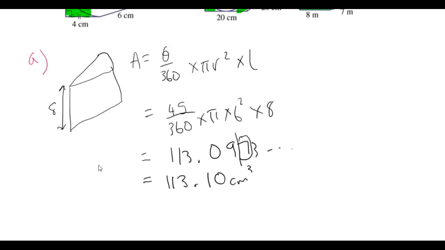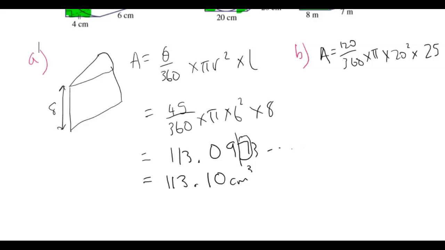All right, question B is very similar. You're just going to have 120 for theta, and your radius is 20 and your height is 25. So I might just do the formula over here, but I'm not going to do all the calculations because I want to keep these videos quite short. So your area is 120 over 360 times pi, the radius is 20, so times 20 squared, and then times the height of your cake, 25. And then just plug that all into the calculator.